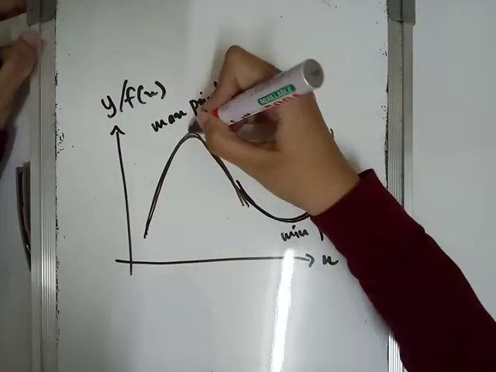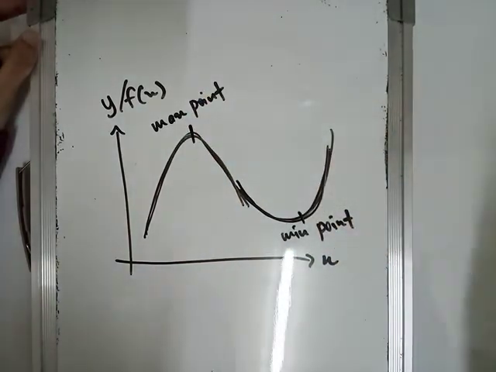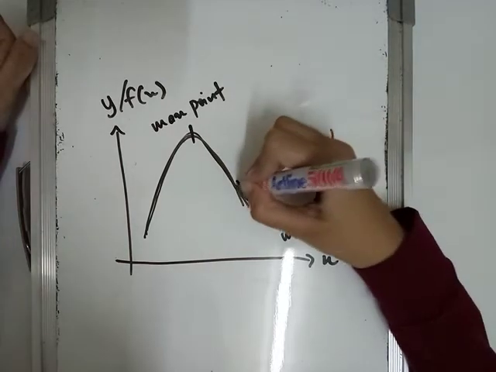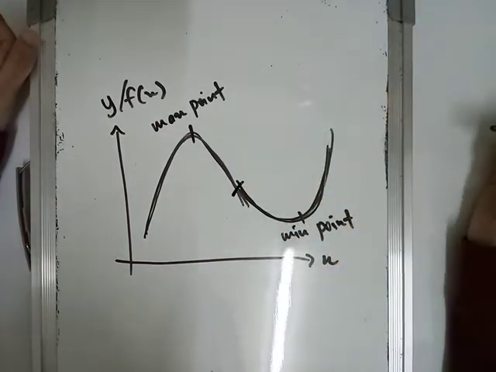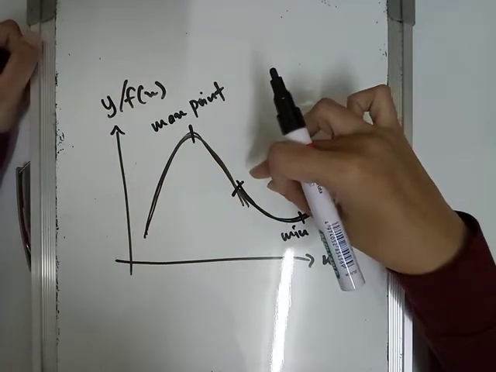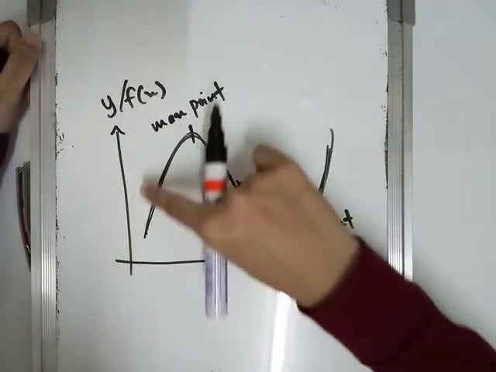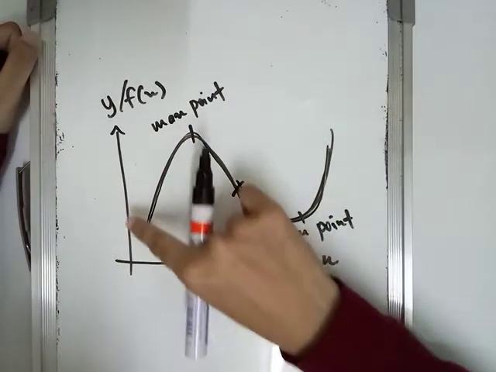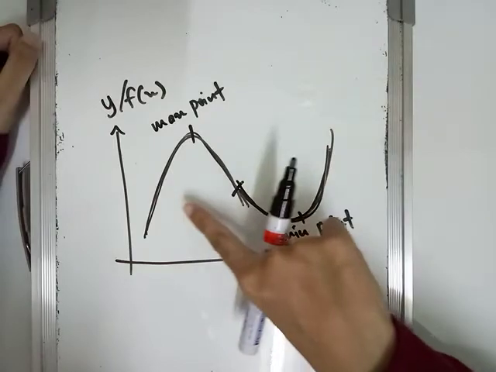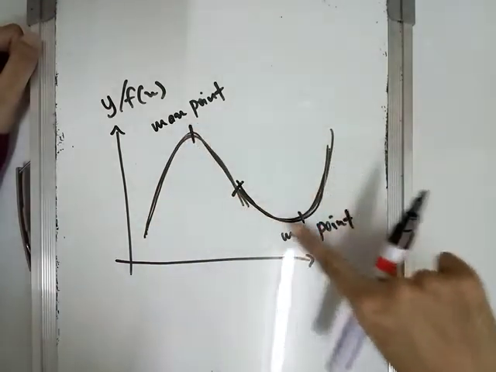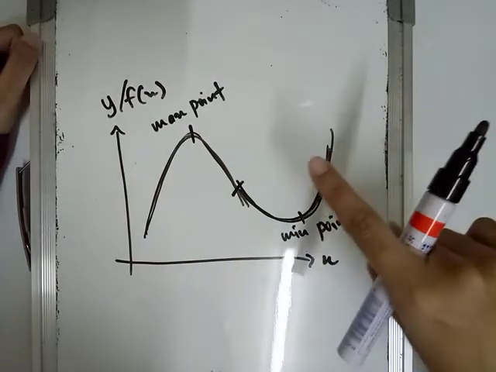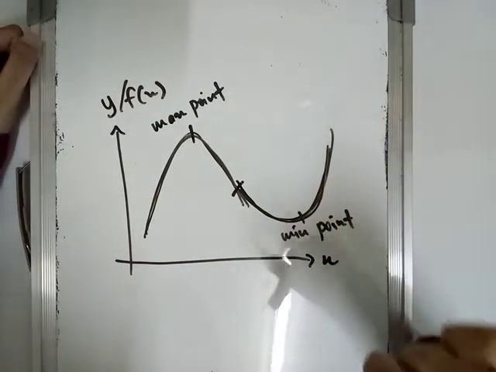Where is the point? Here is the point. Where is the inflection point? The inflection point is around here. Inflection point means it exists when the concavity changes from downward to upward, or otherwise from upward to downward is also possible. There is inflection point here.